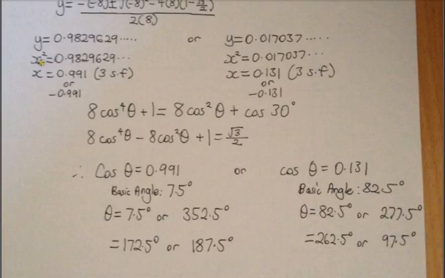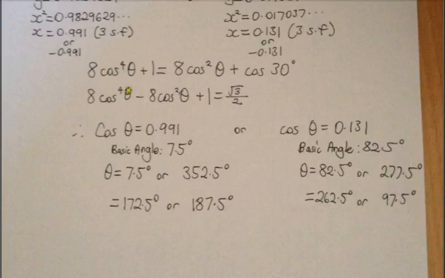So bear in mind we did the substitution y equals x squared, so we have to put back x squared into the answer. So by doing a square root of the answer that we have obtained, we get x equals plus minus 0.991 correct to 3 significant figures, or x equals plus minus 0.131 corrected to 3 significant figures.